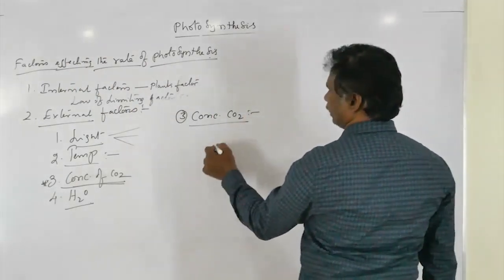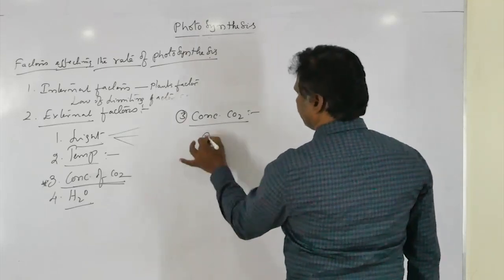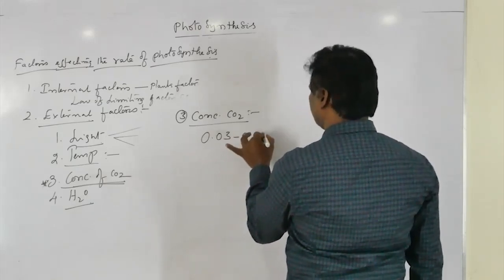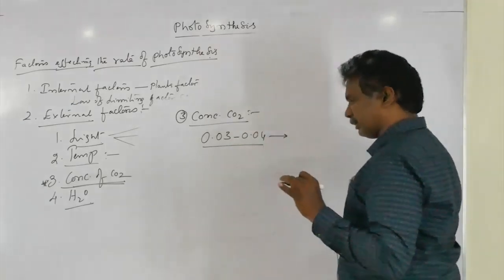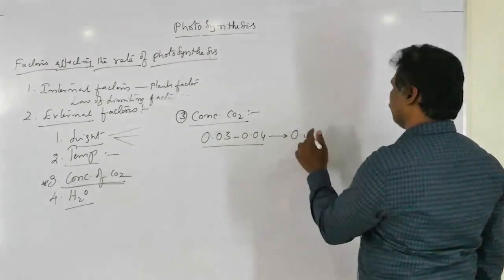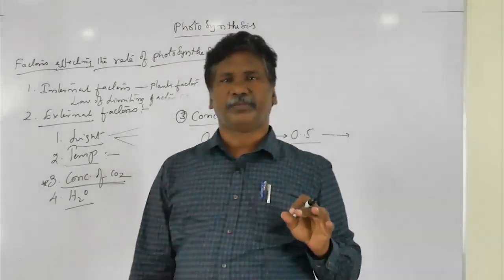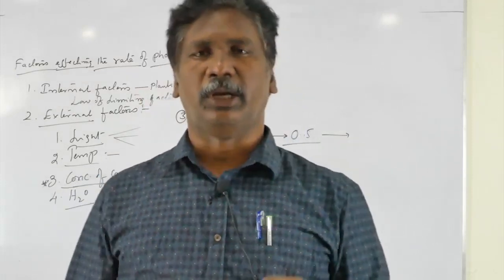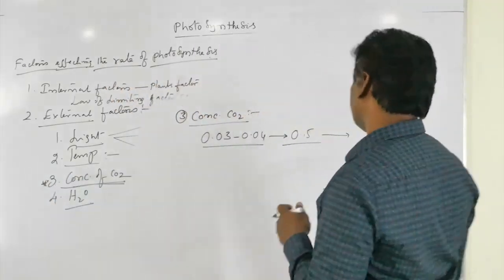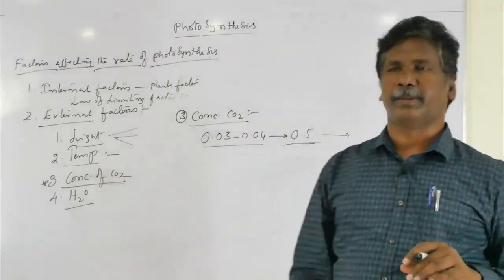The carbon dioxide concentration in the atmosphere is 0.03 to 0.04. If the carbon dioxide concentration is increased up to 0.05 or 0.5, the photosynthetic rate also increases. So as carbon dioxide concentration increases up to 0.5, the photosynthetic rate increases.